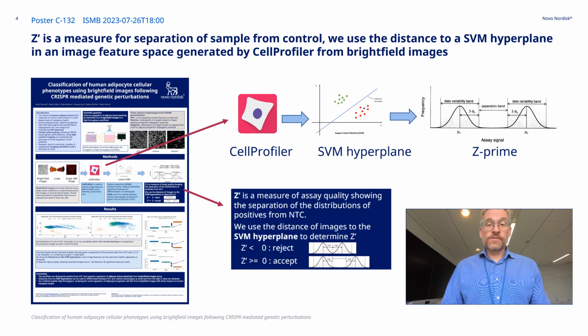For a screen to have sufficient assay window, we'd like Z prime to be positive. A Z prime above 0.5 is considered excellent, as it allows for detection of very small effect sizes, almost regardless of sample size.